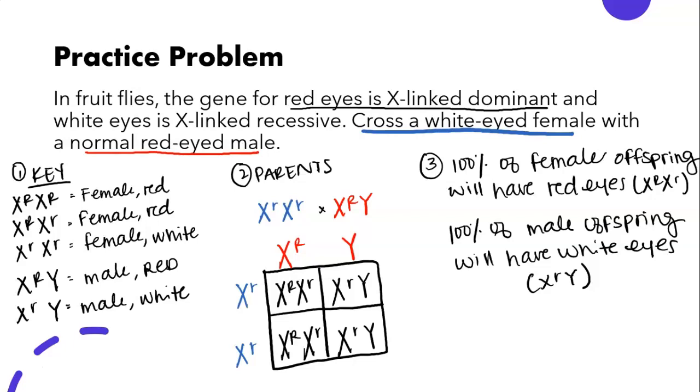Now, the last thing you have to do is go to Teams, open up the assignment. You have 2 practice problems. One is of the linked genes, and one is of sex-linked traits. Go ahead and get that done. You highlight the right answer as usual, and then you're going to submit a picture of your work.